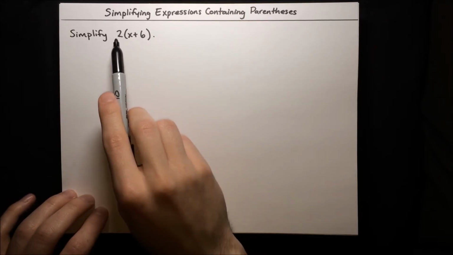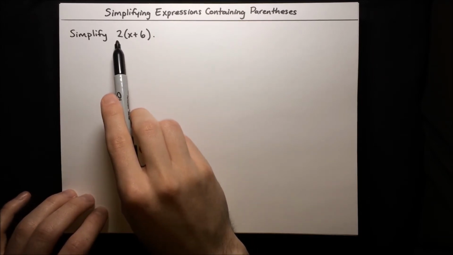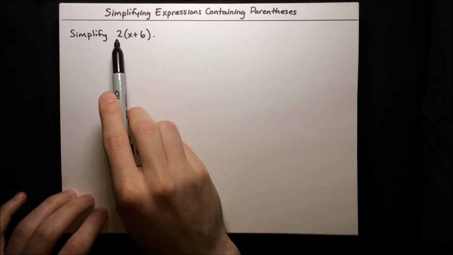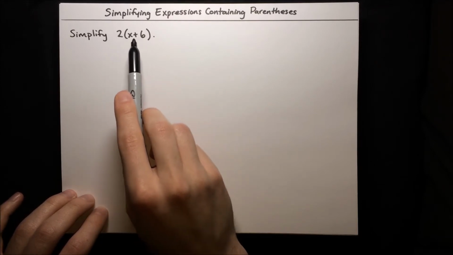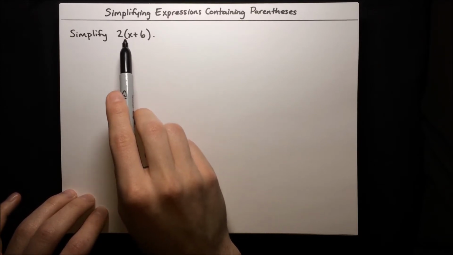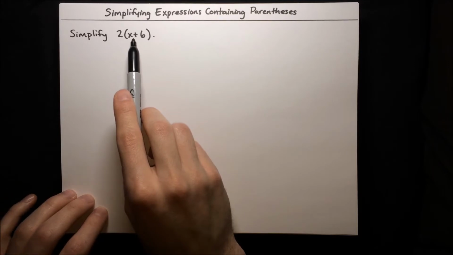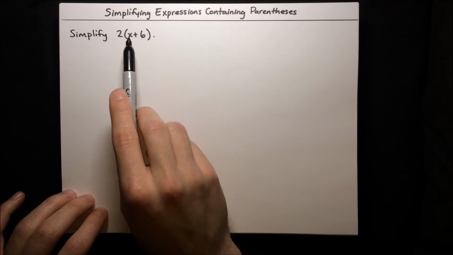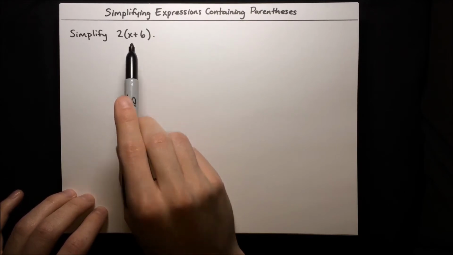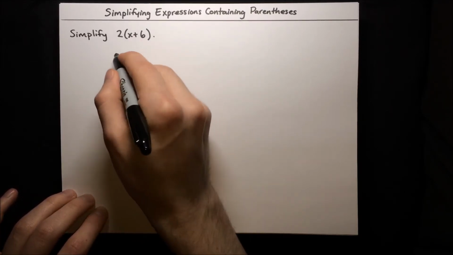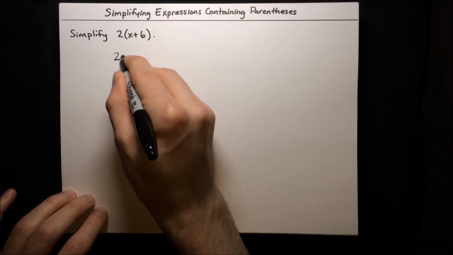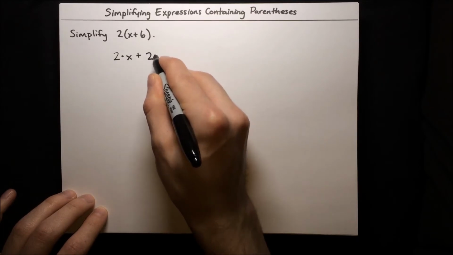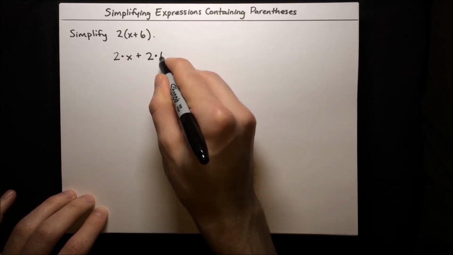Well, whenever we're multiplying some number times some quantity in parentheses, we always want to distribute that number across the addition or subtraction that's going on inside of the parentheses. In this case, we've got addition. So we want to distribute this 2 to each one of these two terms inside of the parentheses and keep the addition between them. So the result then is 2 times the first term, 2 times x, and then plus 2 times the second term, 2 times 6.